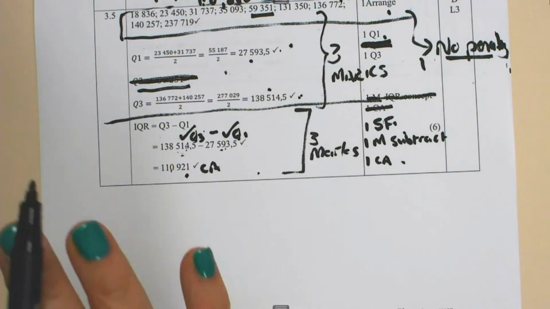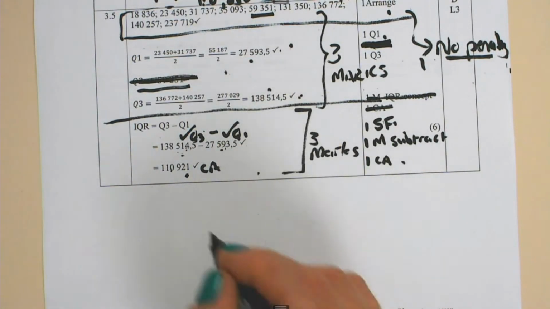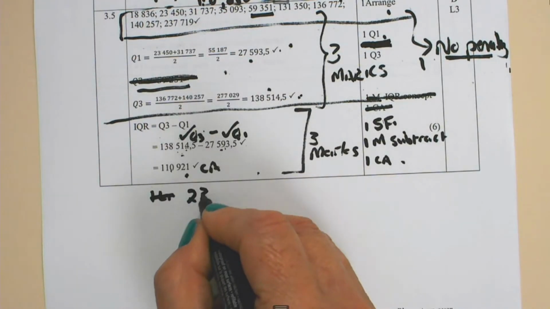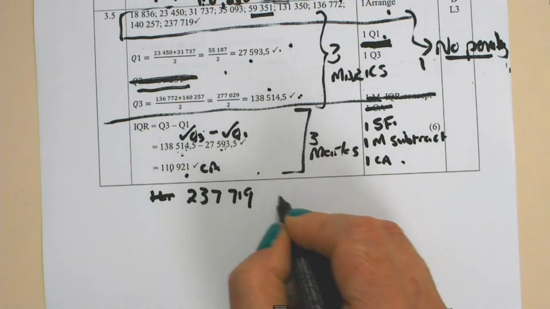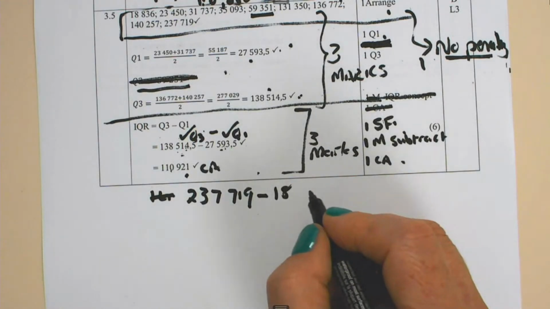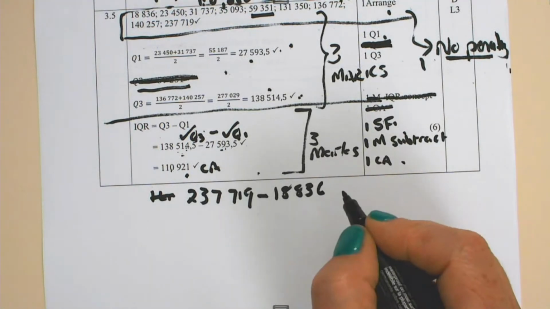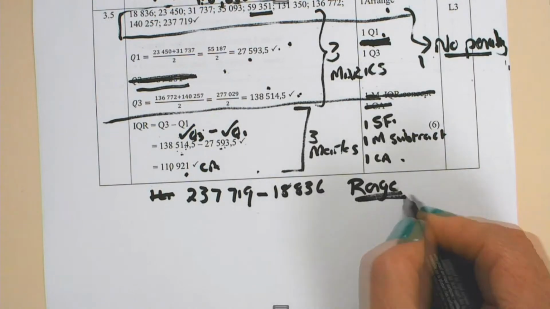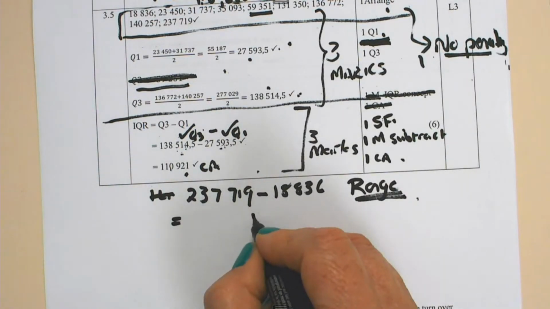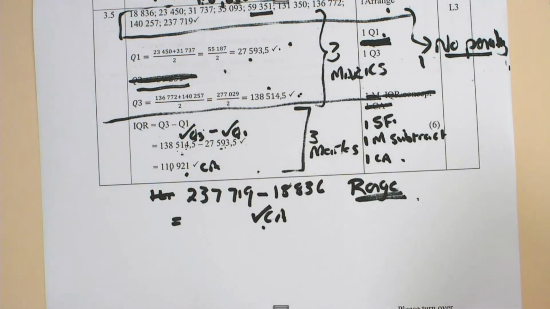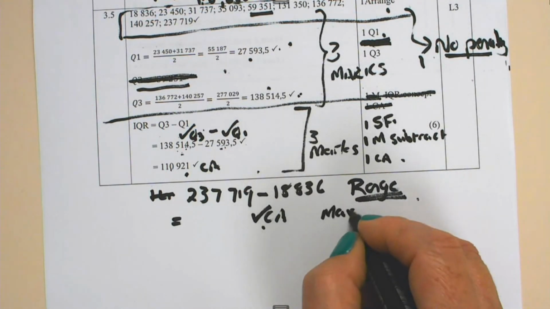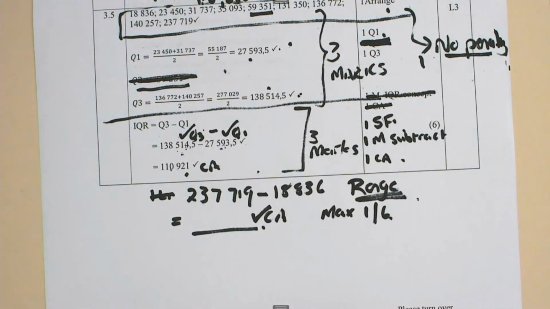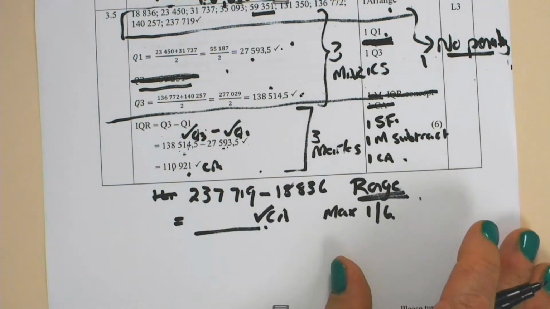Just if the learners did not do the interquartile range, but they did the range, they take the highest value, 237,719, and subtract the lowest value of 18,836. This is actually the range that they are busy with. The only mark that you can give is the CA mark here at the end. The maximum will be 1/6, only if they subtract correctly, because they are totally working out the wrong thing.